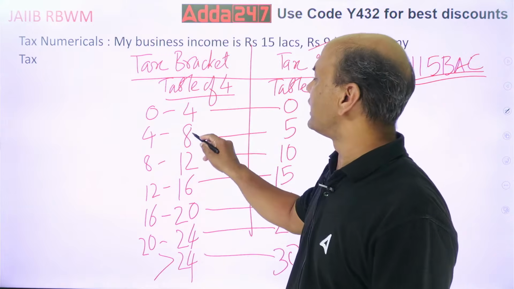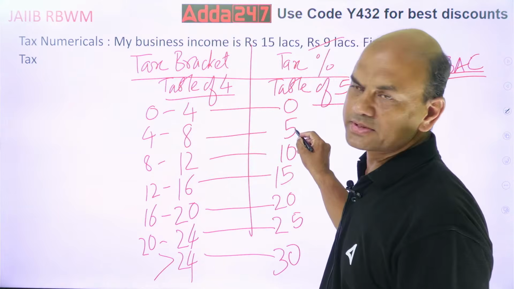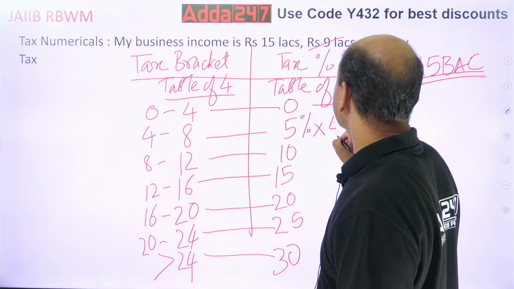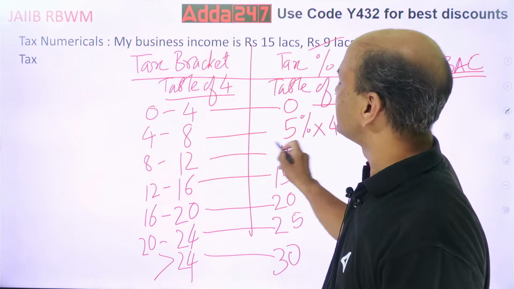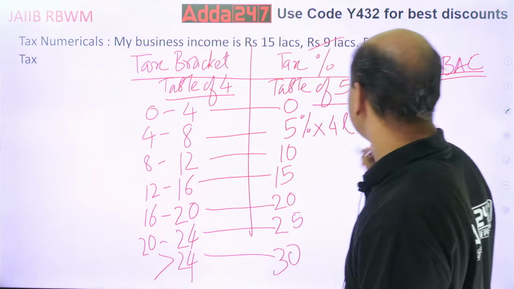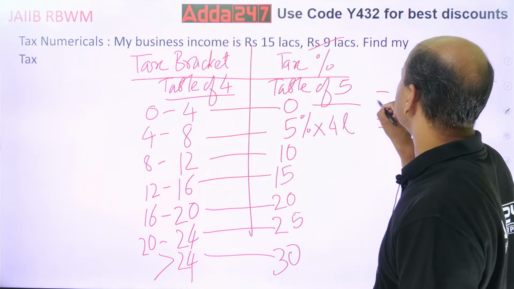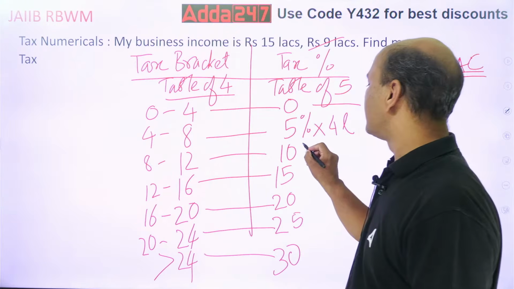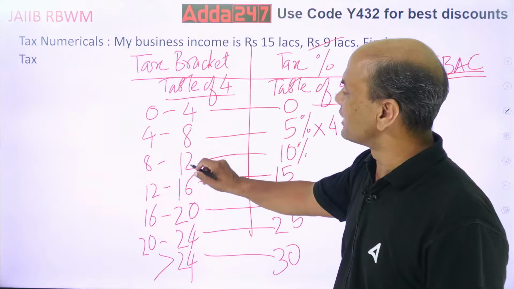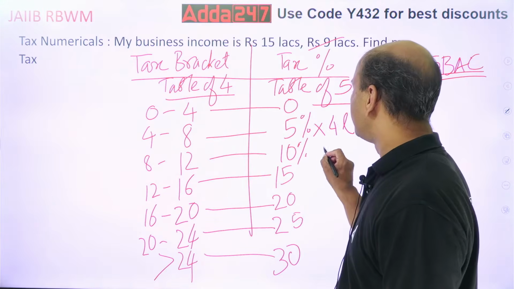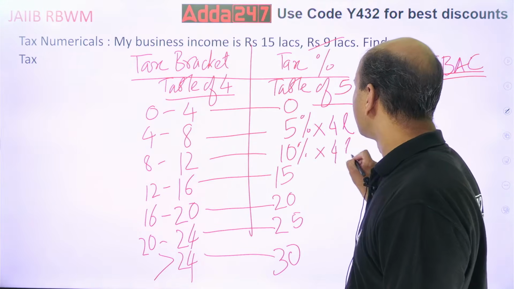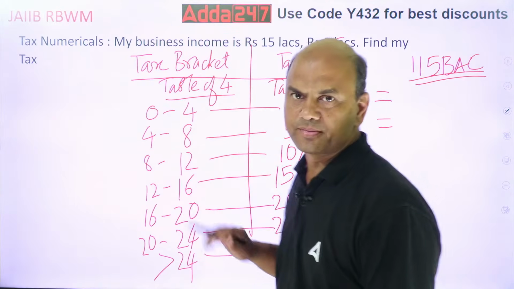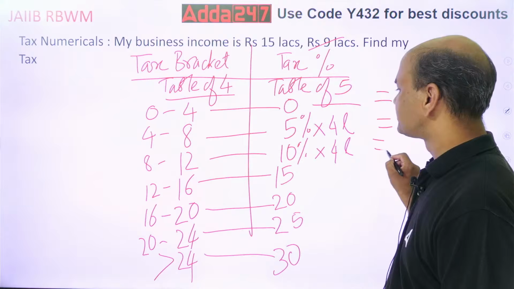4 lakhs to 8 lakhs. So here I'll pay 5%. So 5% into 4 lakhs, right? So what will be the answer? Find out the answer, everyone. Then again 10%, because here it is up to 12 lakhs, into again 4 lakhs. 4 lakhs means 8 and 12, 12 minus 8. So get the answer.